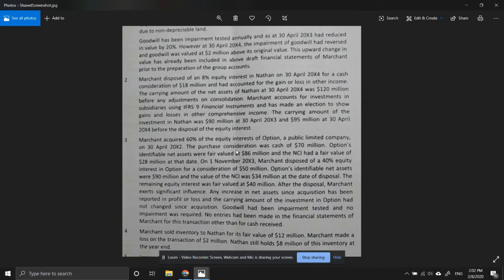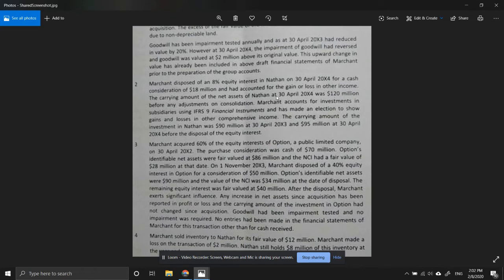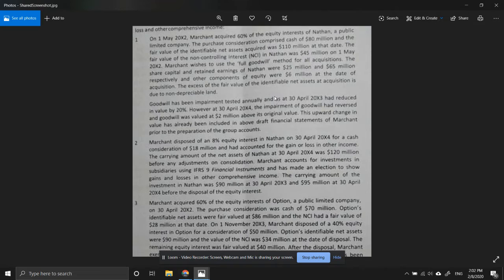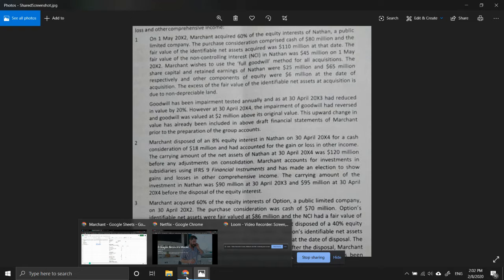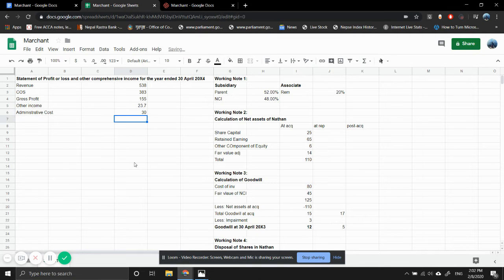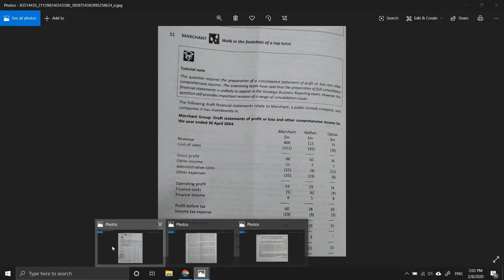And then goodwill impairment. In this option it has not been impaired, whereas in this case it has already been impaired, but it's already been until this year. It has already been reduced in value by 20% as at 30th April, and then in this year it was increased. So that figure will come in other expense. Let's not put it in administrative expense, okay? We still have other heading, right? It does not say where to keep it, but other expense.